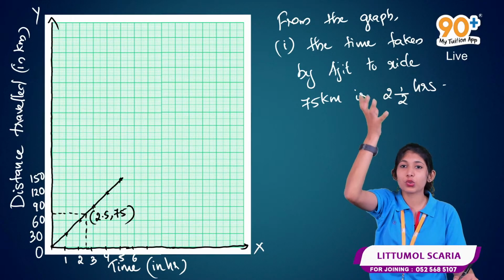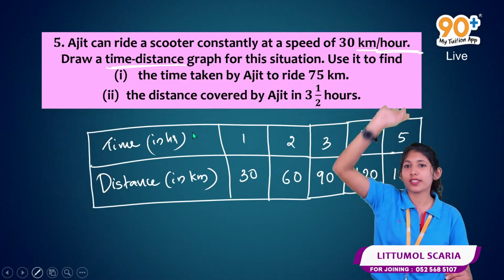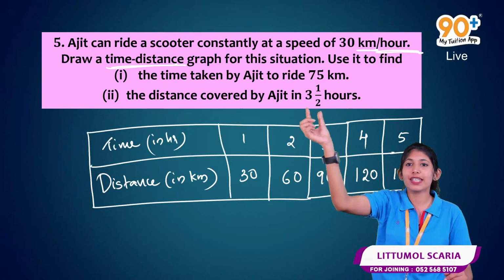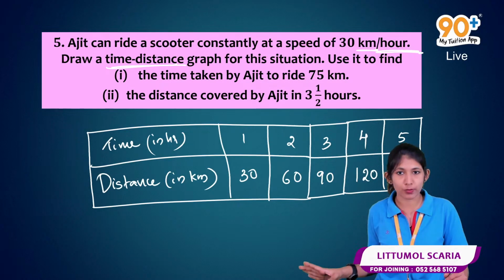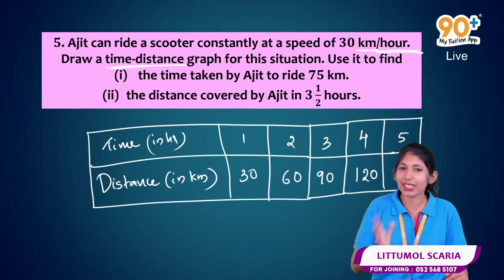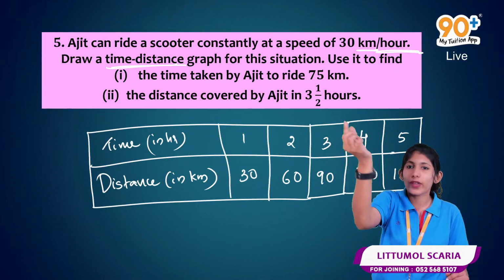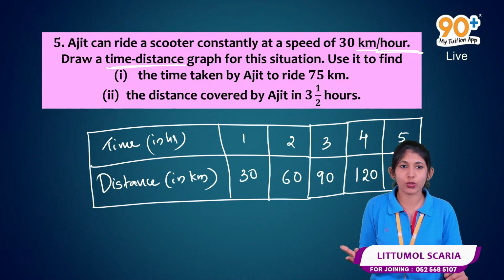Instead of writing 2 hours 30 minutes, because in your question you are given the unit as hours, not converted into minutes. See, here the second question is 3.5 hours. They haven't converted that to minutes. Even if you write 2 hours 30 minutes, it's fine. But still, since in your question this format is followed, you can also follow the same format. Okay.